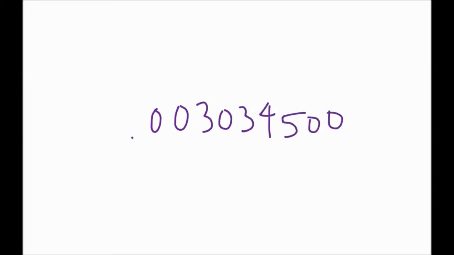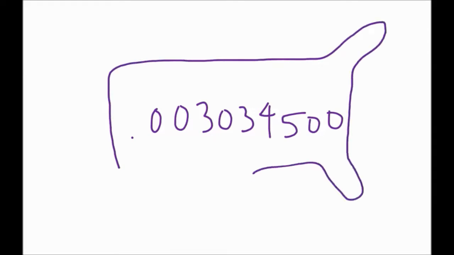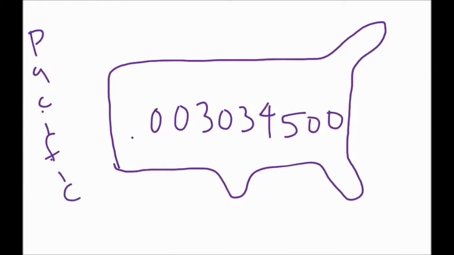Let's take a look at a number that we looked at before, maybe 0.003434500. The way this US trick works is you're supposed to draw the United States around the number, and the reason for that is because on the left of the United States, hopefully you guys know that this is the Pacific Ocean. The P in Pacific is going to stand for present. In other words, there is a decimal present in the number.